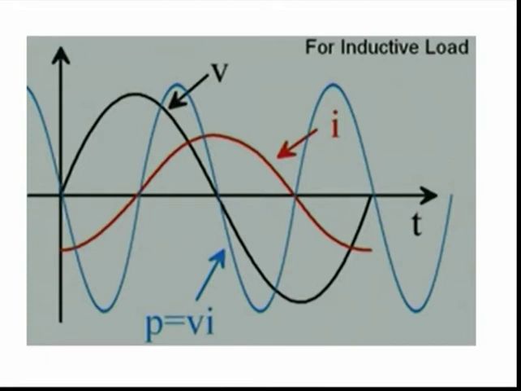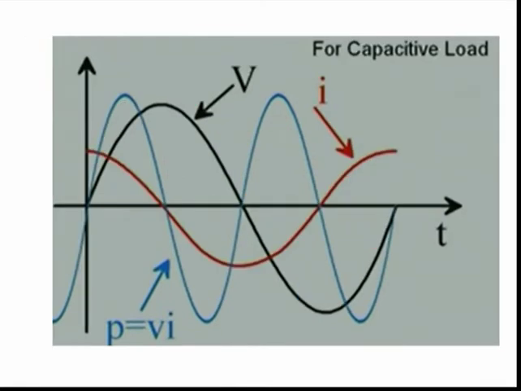So we can conclude that in the inductive load, the useful power or average power is 0, but the power is oscillating with double the frequency of the supply voltage frequency or current frequency. It is oscillating. So now, after discussing the inductive load, let us go to the capacitive load.